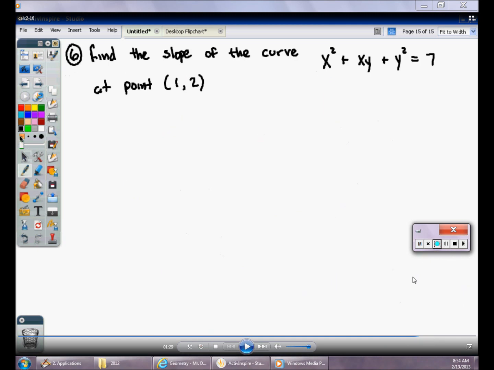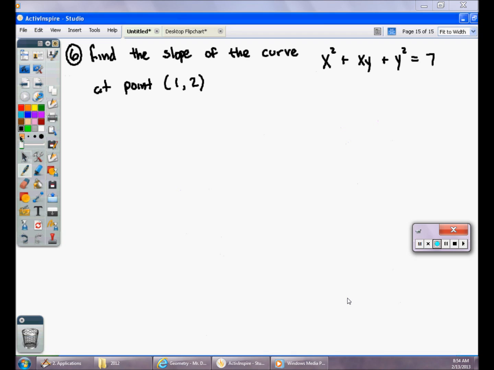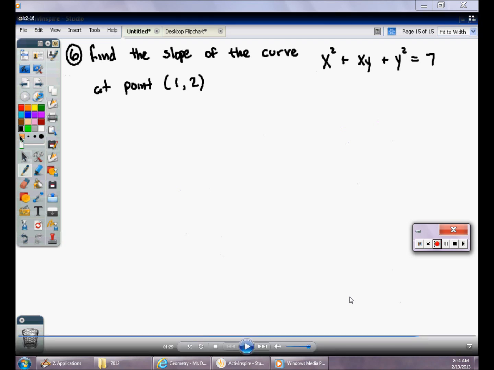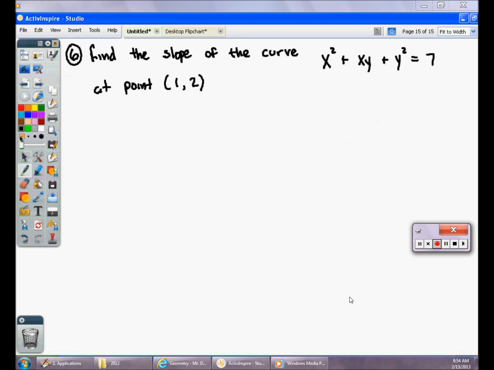Let's do an application problem. I'm giving you an equation. I want to find the slope of the curve at a given point. I'm going to have to take the derivative, or find the derivative, and then evaluate the slope using the derivative.